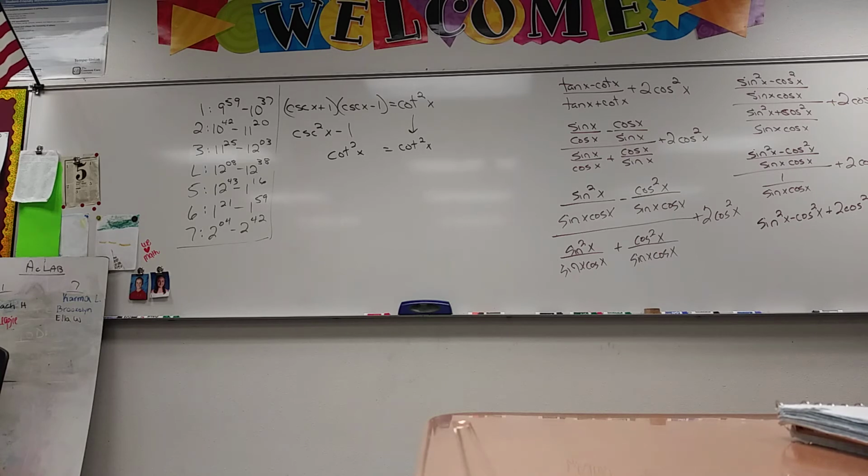Now what? We can combine like terms. So we've got sine squared of x plus cosine squared of x.